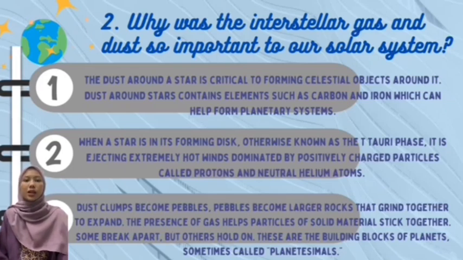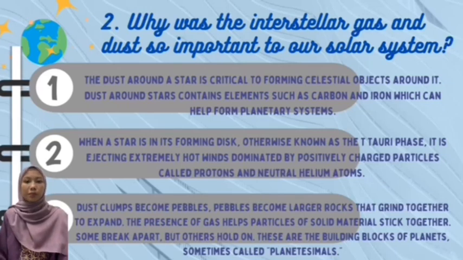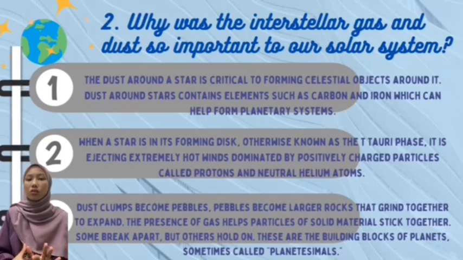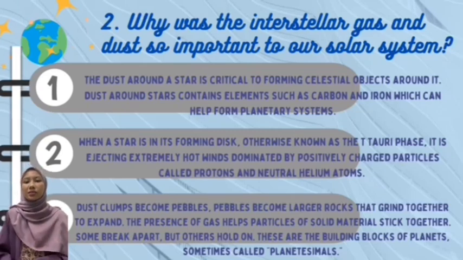Dust clumps become pebbles. Pebbles become larger rocks that grind together to expand. The presence of gas helps particles of solid material stick together. Some break apart, but others hold on. These are building blocks of planets, sometimes called planetesimals.